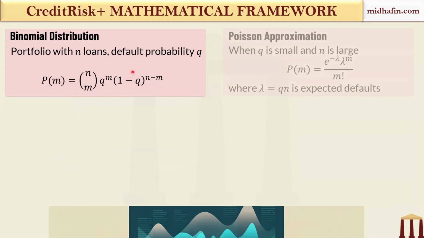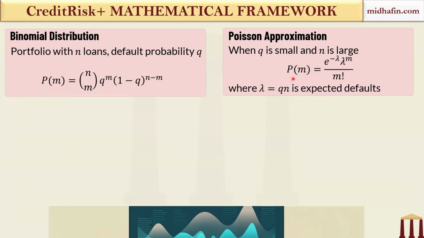Next, the Poisson approximation. When the default probability q, we have assumed it to be small, and of course, in the real world, it is small. We have seen the rating transition matrix also. Overall, the default column was having very small percentage numbers. So if q is small and n is large, the number of loans, which is again quite typical in credit portfolios, the binomial distribution can be approximated by a Poisson distribution. Here lambda equal to qn represents the expected number of defaults.